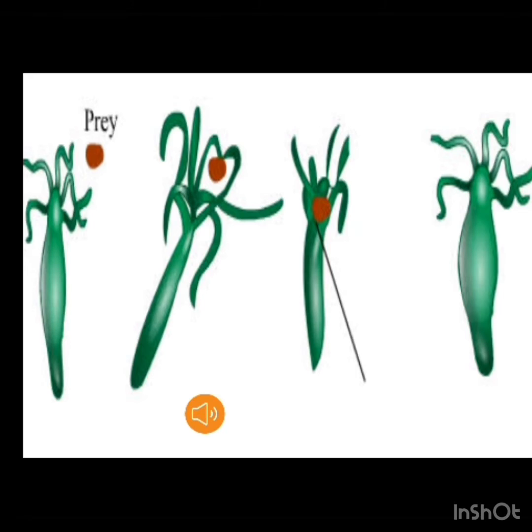After that, these tentacles help to push this prey or food into its mouth, where it goes into the body of Hydra. The digestive juice secreted from the body wall digests the food.